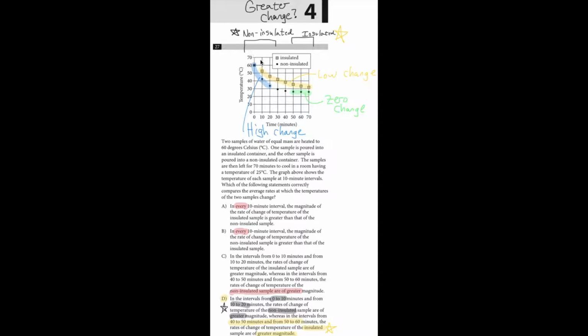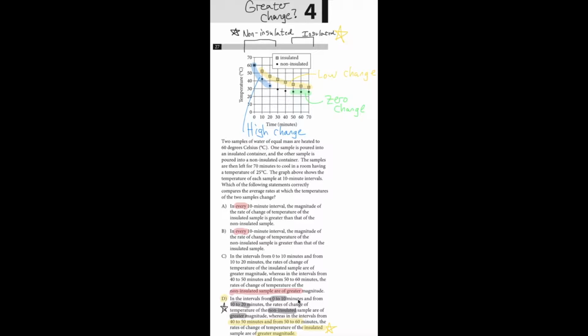So the idea that we've got a greater change at the beginning over here with a non-insulated cup shifts towards the end of the experiment. We can see that the insulated cup has the greater change. So who has the greater change? Well, it depends on when in the experiment you're asking. And answer choice D describes that really well, although in lots of words.